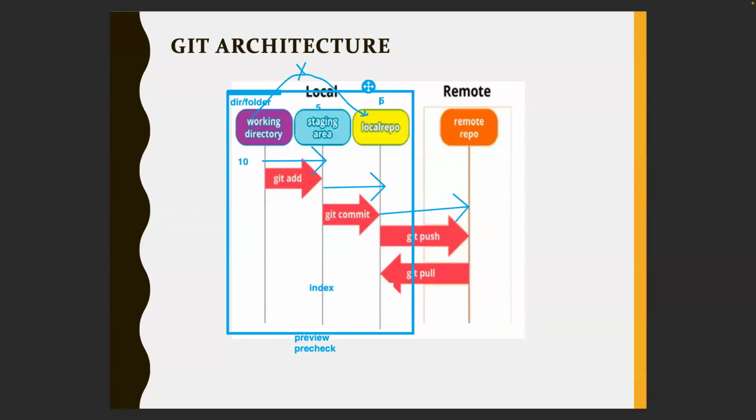This is the architecture of Git: how your changes are moving, how your changes go to the local repo. This is the architecture and flow. From local only, they can go to remote. Directly from the working directory to remote is not possible. This is the flow it should follow.